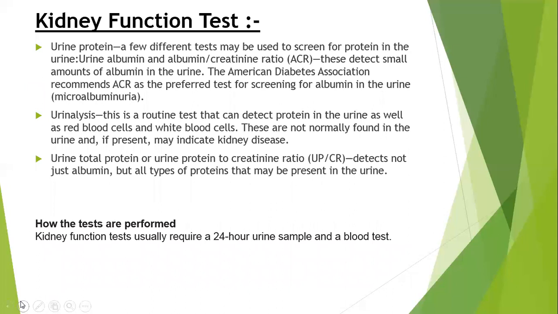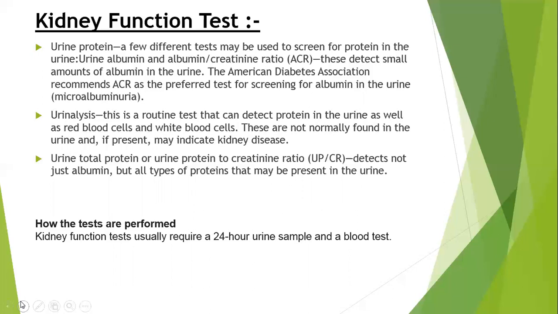Urine protein is very important. A few different tests may be used to screen for protein in the urine: urine albumin and albumin creatinine ratio, which we used to call ACR. These detect small amounts of albumin in the urine. The American Diabetes Association recommends ACR as the preferred test for screening for albumin in the urine, microalbuminuria. Urinalysis is a routine test that can detect protein in the urine as well as red blood cells and white blood cells, what I told you also, hematuria. These are not normally found in the urine and if present may indicate kidney disease.